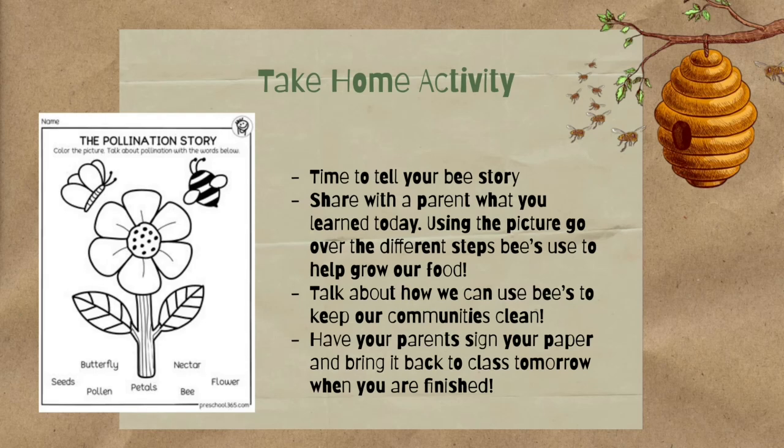Now that you are able to become your own bee at school, it's your turn to tell your own story. Today, when you go home, I want you to share with your parent what you learned today. By using this picture, I want you to go over the different steps that we use to pollinate our flowers. Talk about how we can use a bee to keep our communities clean, such as creating gardens, making flower gardens, and vegetable gardens to help grow our own food. Talk about how a bee pollinates and how a flower gets its food.